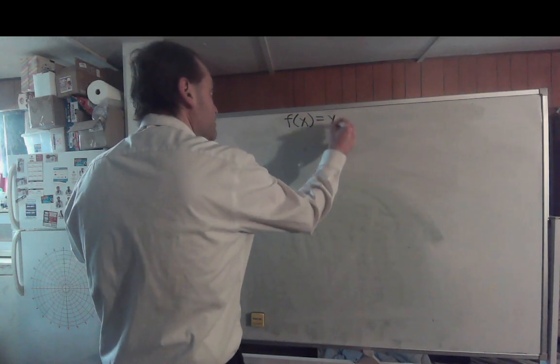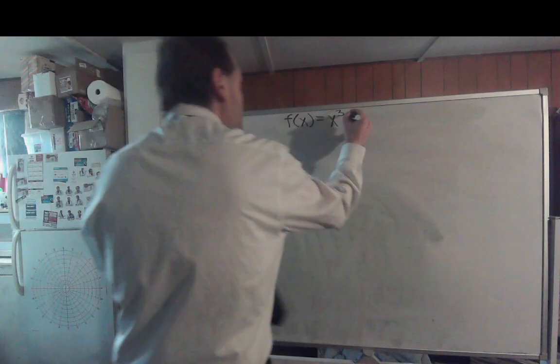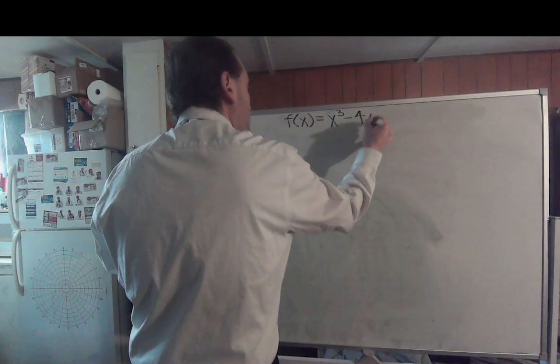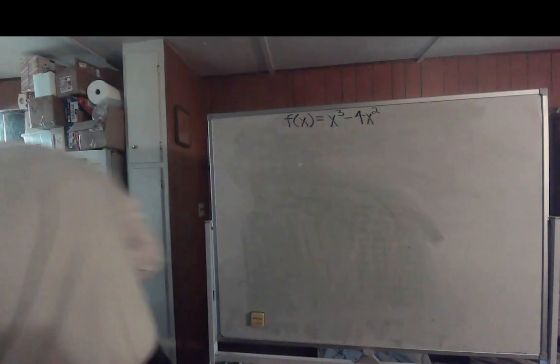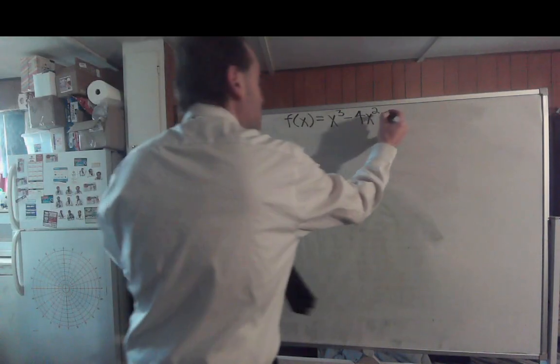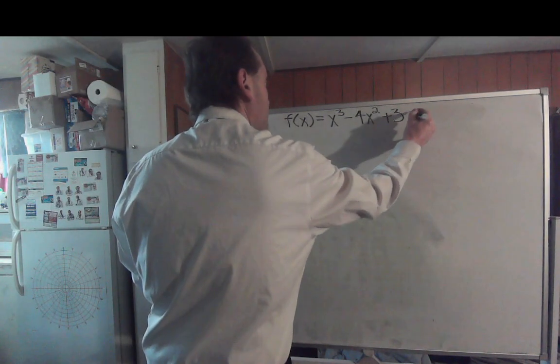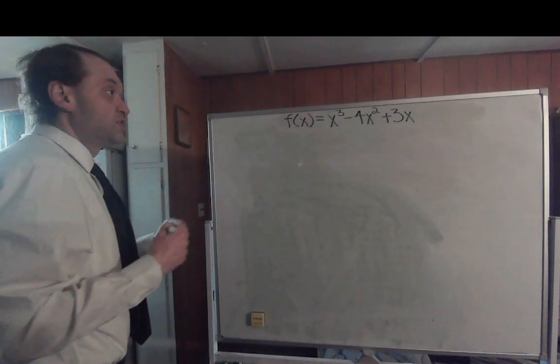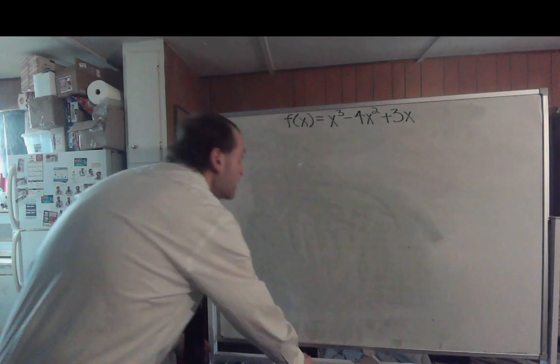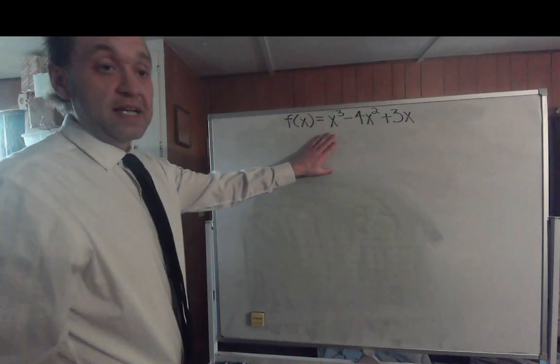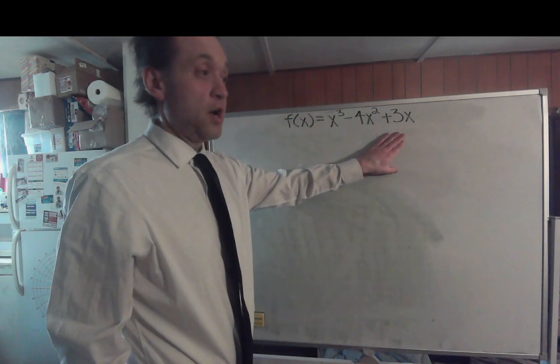All right, what do we got? f of x equals x to the third, so we drop down to the third power for this, minus 4x squared plus 3x. Okay, this one doesn't look so bad. So we have f of x equals x to the third minus 4x squared plus 3x.